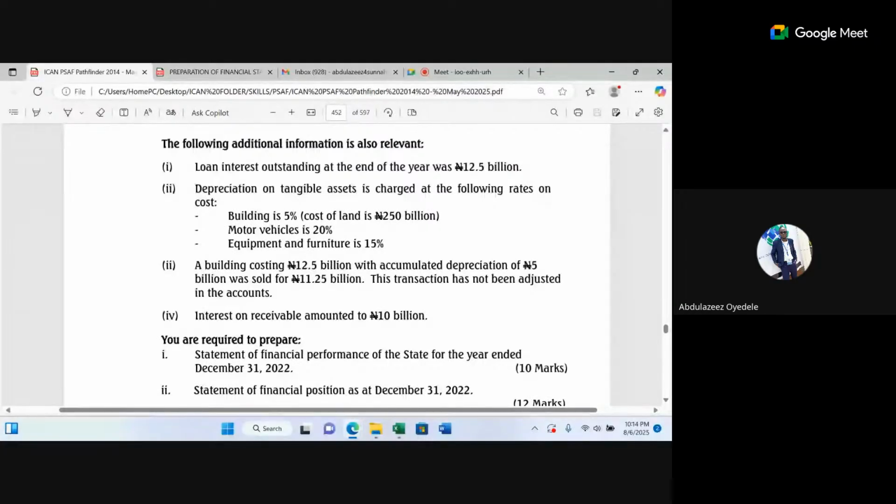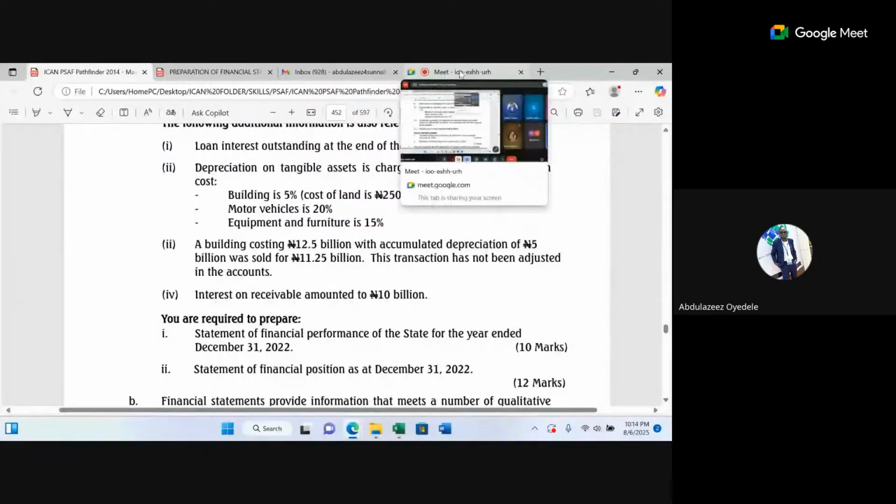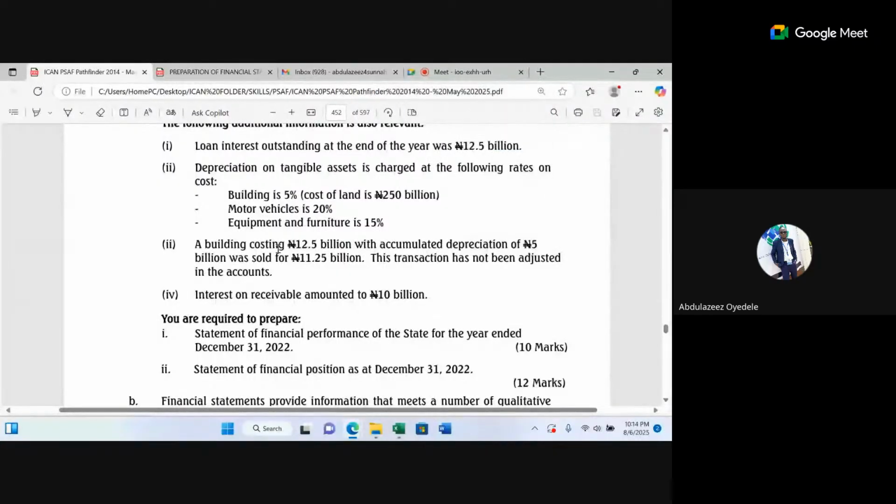There's also information on depreciation on tangible assets. Building is 5%. There's also depreciation on vehicles at 20%. Equipment and furniture is 15%. The third information here is that a building that cost 12.5 billion with accumulated depreciation of 5 billion was sold for 11.25 billion. This transaction has not been adjusted in the account.